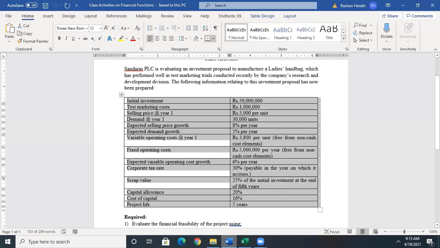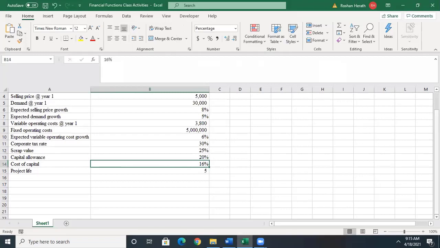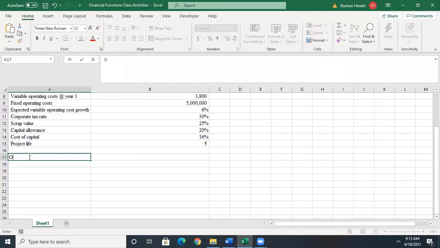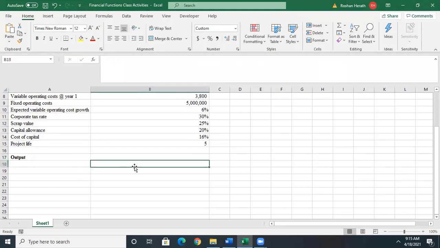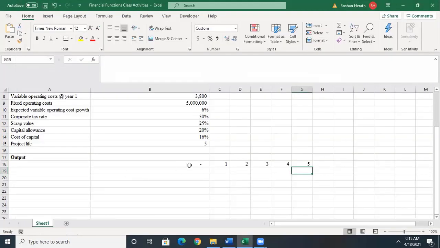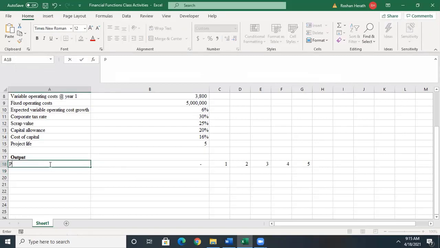Now you are supposed to evaluate this particular project using the NPV. So when you come to the output, you need to have a kind of structure first. So you know from year 0, and it goes like 1, 2, 3, 4, 5, 5 years. And if you look at the tax, it is payable in the year in which it accrues. So therefore, in the same year, you are supposed to pay that. So you can go by 5 years. So this is going to be the period.